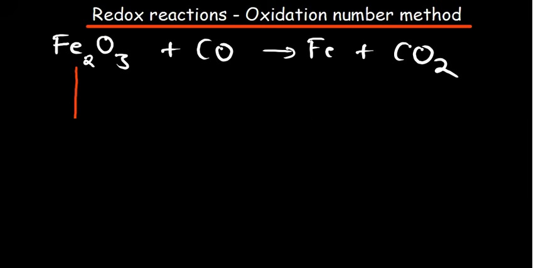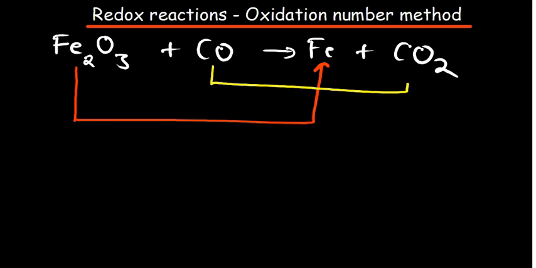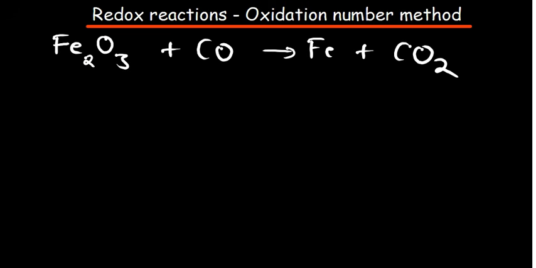In this case, I'm able to see that iron is related to the iron on the other side, and carbon is also related to the carbon on the other side. Notice that oxygen is usually standard, and of course we know its oxidation state. So we have to observe the change in oxidation state of iron, and also the change in oxidation state of carbon where it is existing. Okay, so let's start.